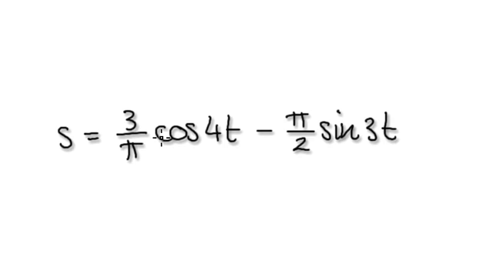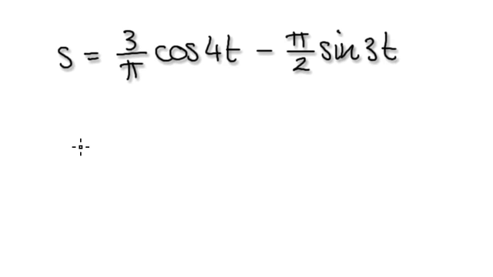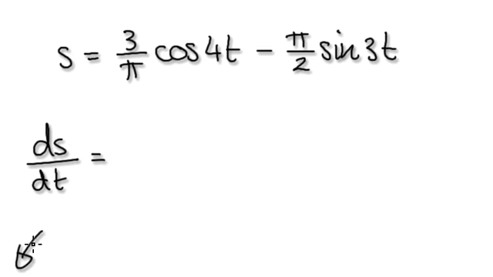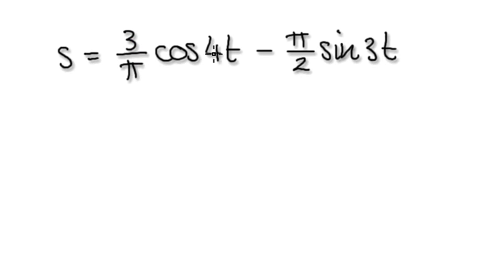Next one here. Work out ds by dt. So you're differentiating it with respect to t. Press pause and have a go. Okay, to do this one, remember that this here is just a constant. It's just a number that doesn't change. 3 is a number, and pi is really a number. It doesn't change. So you can think of it as like that.